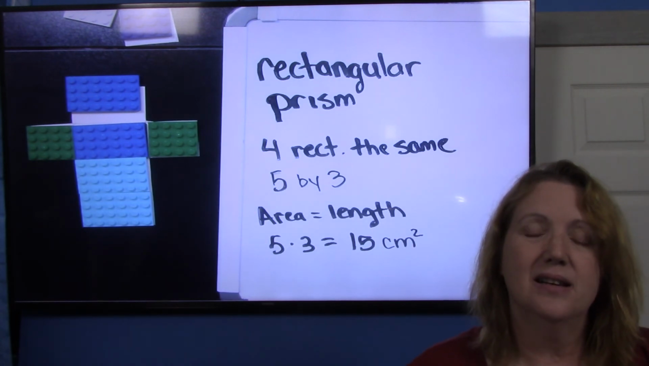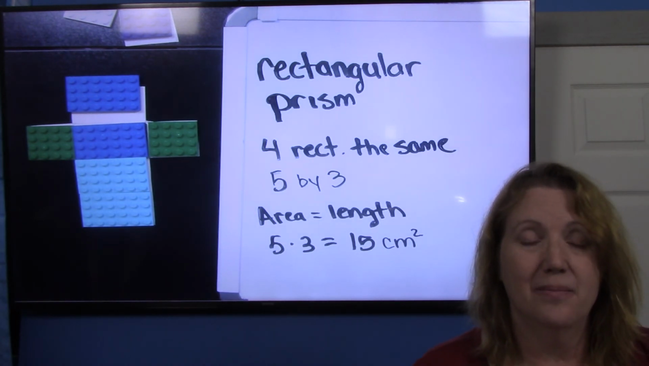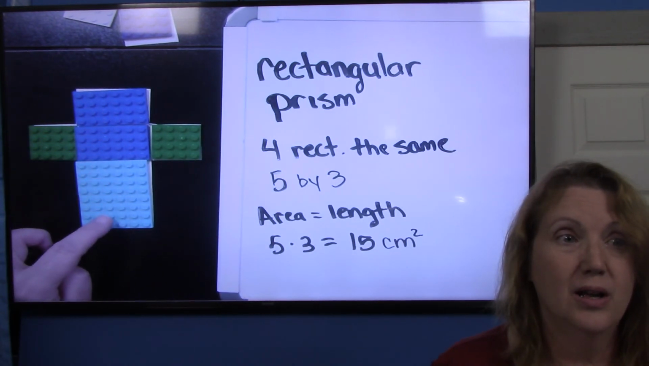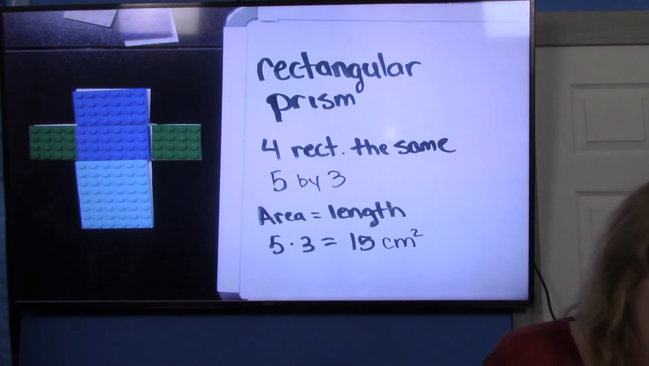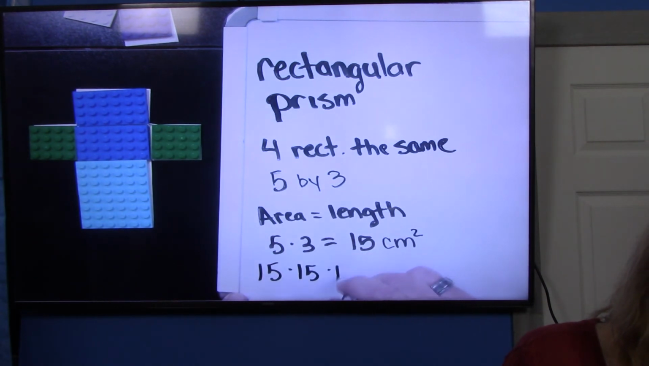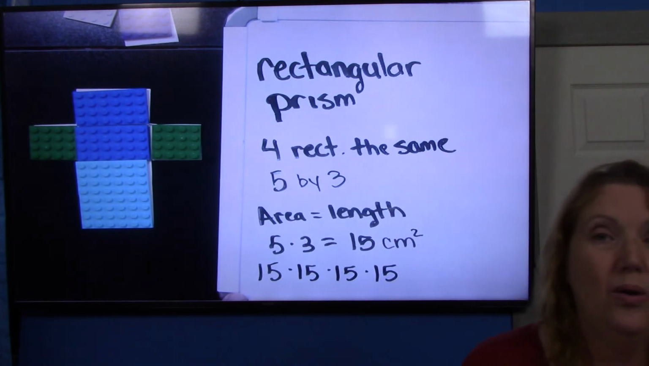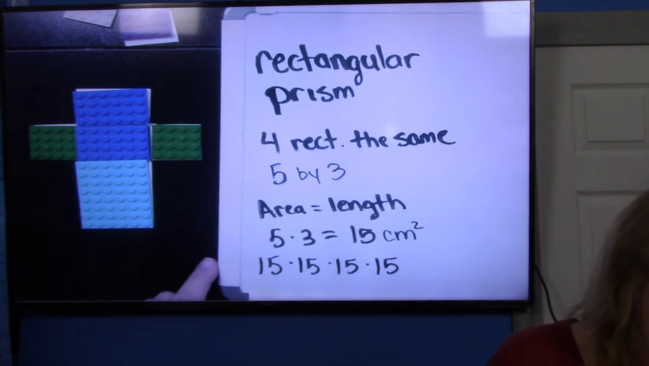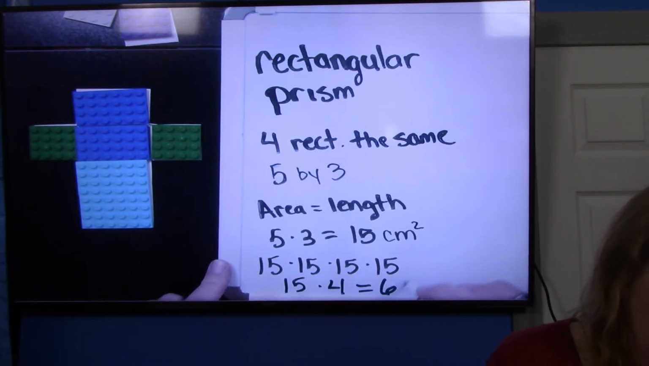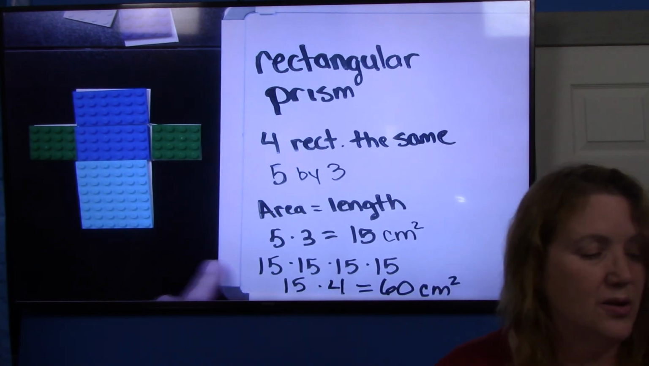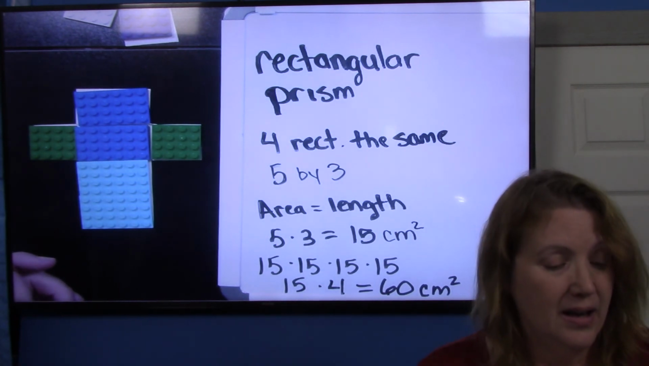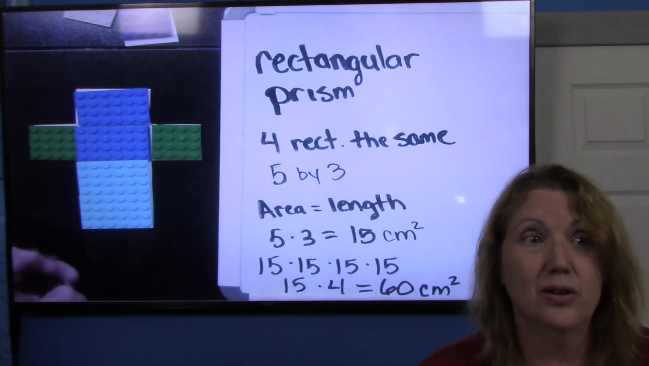How many of these rectangles are exactly the same? We said we have 4 of them. 1, 2, 3, 4. We have 4 that are exactly the same. So I can either take 15 times 15 times 15 times 15, or since I have 4 15s, I will take 15 times 4 to get 60 square centimeters. So that's just for my rectangles. That's not the whole thing. If I want to get everything, I now have to look at my squares.